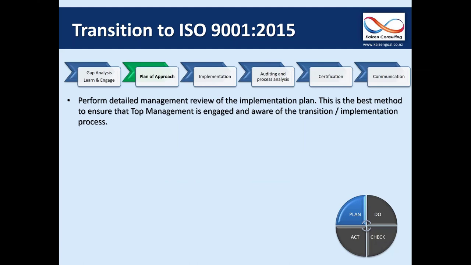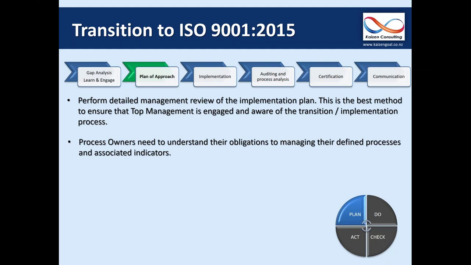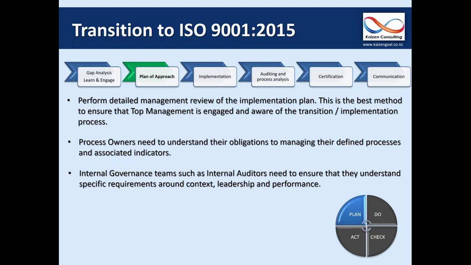You also need to do a detailed management review of your implementation plan. This is where you actually put your plan forward, identify how much resources you need, how many hours you need to allocate to it from your team, from other people's teams, and so on. For the transition, you need to identify your process owners, who need to understand their obligations for managing their defined processes, and the internal governance team, as I've mentioned, such as internal auditors. They also need to understand the specific requirements around context, leadership, and performance.